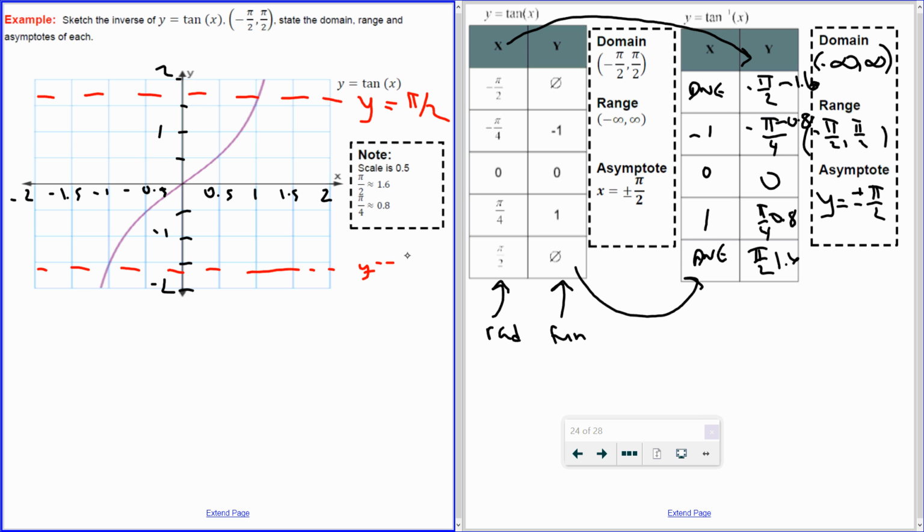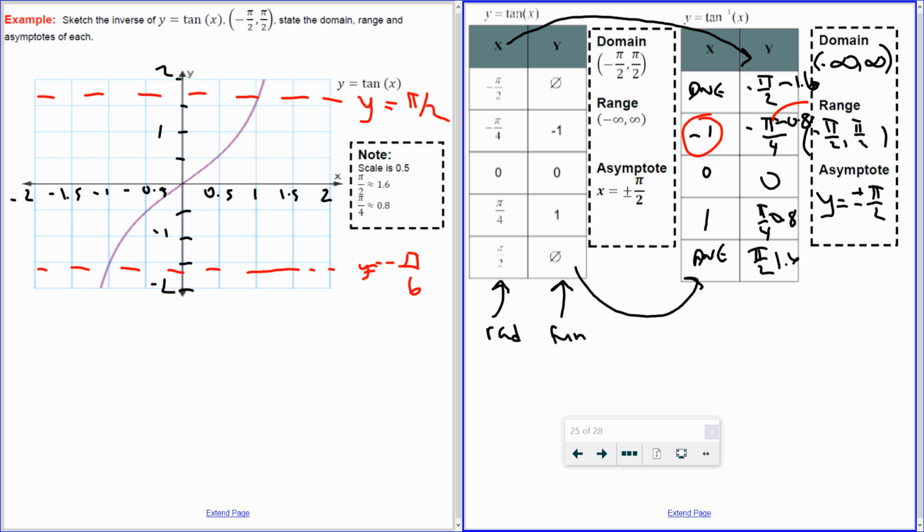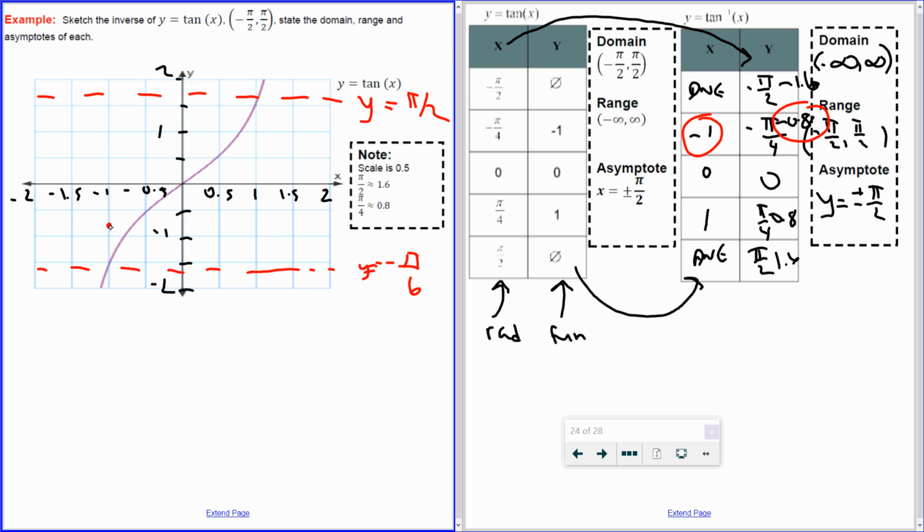Another one. So again, I'm just trying to get a rough sketch of what this graph looks like. Okay, so now let's go ahead and do our points. So the first point that exists is negative 1 and negative pi over 4, which is about negative 0.8. So negative 1 and negative 0.8, right about there.